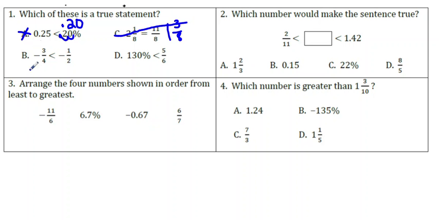Negative 3/4 is negative 0.75, and negative 1/2 is negative 0.5. They are saying this one is less than this one, and the statement is actually true. Because remember, when you're negative, most people look at 0.75 and say that's bigger than 1/2. But since they're negative, 0.75 is further than the 0. So this one is true.